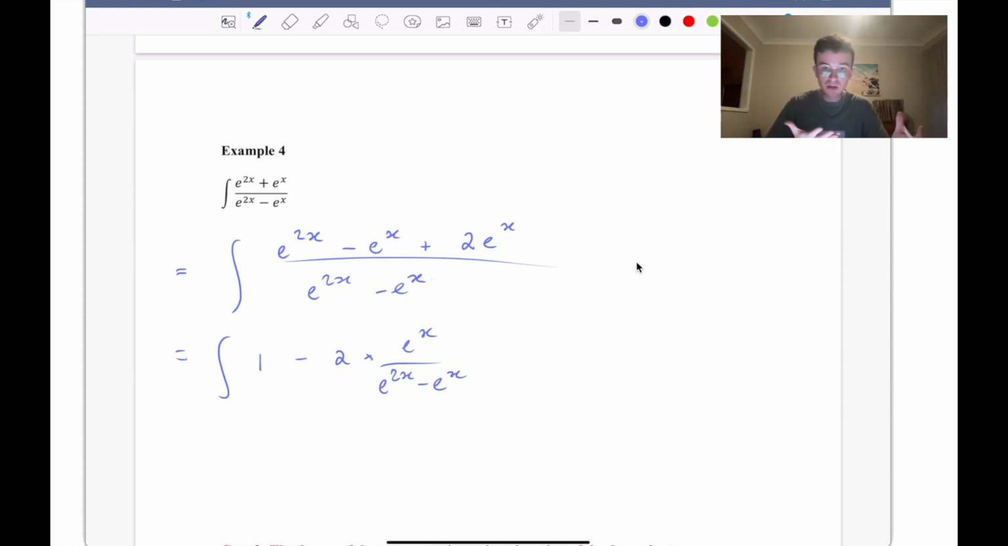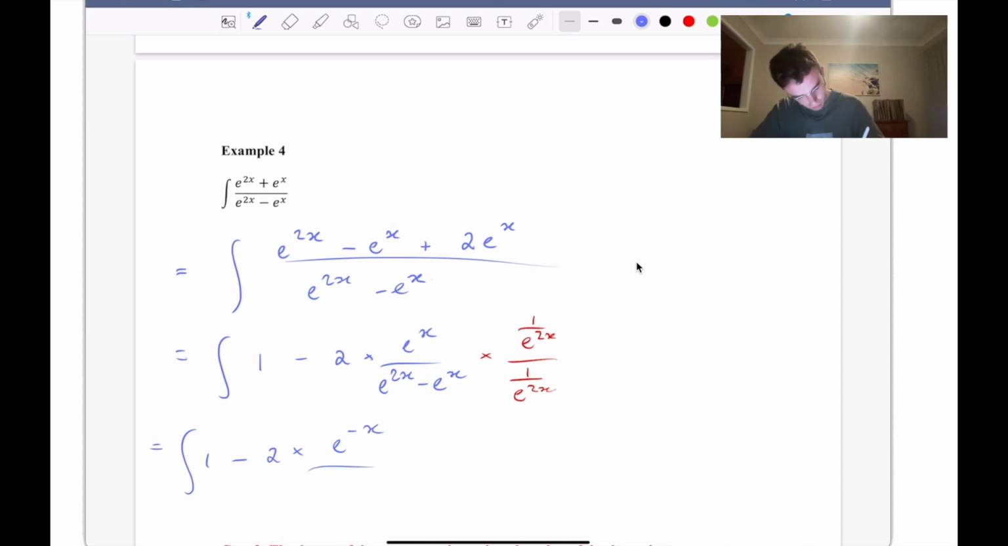Now the problem with this question is the e to the 2x. If you differentiate e to the x, we'll get e to the x on the top. So we want to think, how can I get rid of e to the 2x? The strategy we're going to use is by multiplying everything by 1 on e to the 2x. So we're kind of like rationalizing the denominator here. So this is the integral of 1 minus 2 lots of 1 on e to the 2x is e to the minus x over 1, because e to the 2x on e to the 2x is 1, e to the minus x dx.